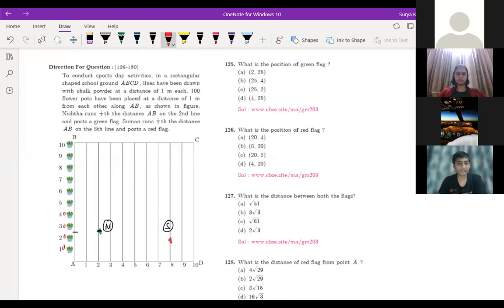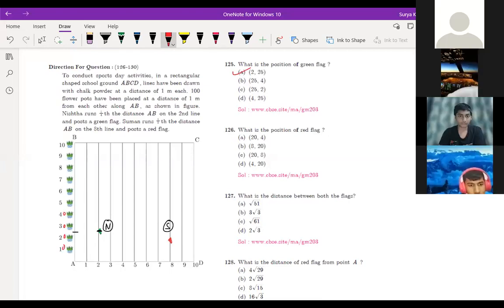Yes. So they converted into centimeters. Here you can write not centimeters, you can convert that only. 100 plants are there. Here 10 plants, 20 plants, 30 plants, 40 plants, like that. So the answer will be what? 2 comma 25.